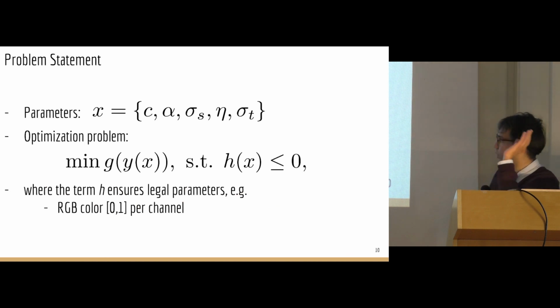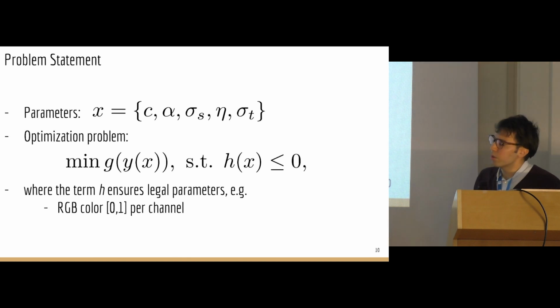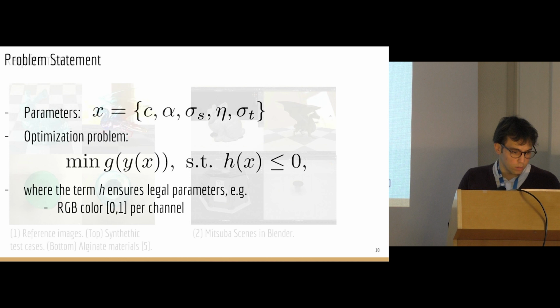So here again, the material parameters of interest, we would like to optimize them. We define our task as an optimization problem. We introduce an objective function and try to get close to the provided reference images. What I never mentioned previously is the term H, which can be seen as box constraints, so trying to clamp the values in some range for material parameters. For RGB color, for example, we try to constrain the range to between 0 and 1 per channel. With that, let me continue.